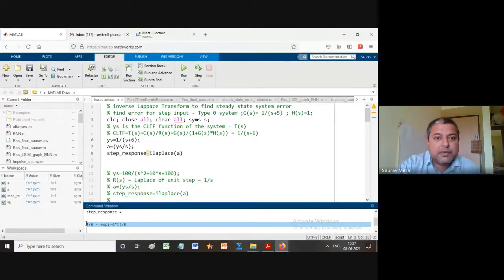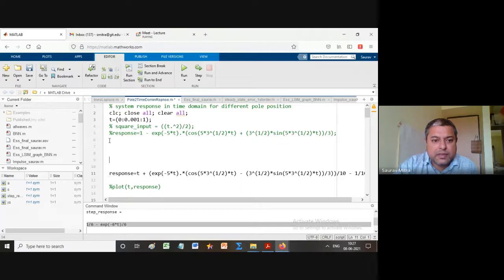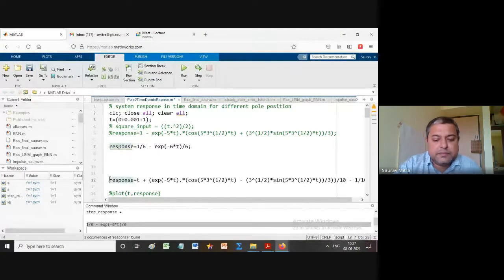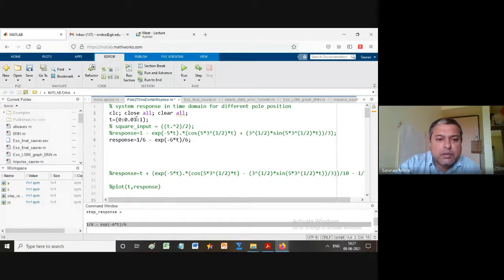Now you copy it and take it to the pole to time domain response thing. Here you take it and paste. That's it. So response is equal to this. Now you have to plot it. Response is equal to 1 by 6 minus e raised to minus 6t. Now what you can plot is up to 5 times, with step 0.01, response is equal to this, and plot t comma response.